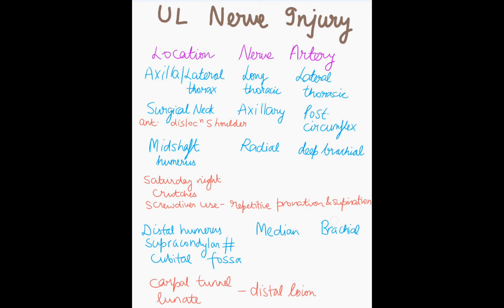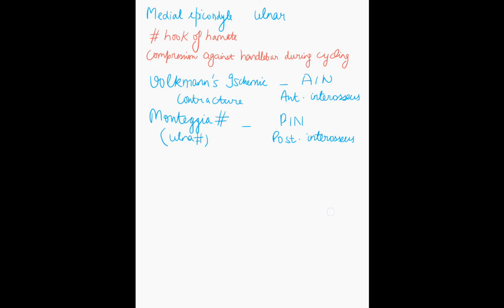The radial nerve can also be injured in Saturday night palsy, crutch palsy, screwdriver use, and repetitive pronation and supination. Then we have distal humerus or supracondylar fracture or cubital fossa fracture. Which nerve will be there? Median nerve. And which vessel? Brachial artery. Then carpal tunnel syndrome and lunate bone pressure can cause a distal lesion of the median nerve.